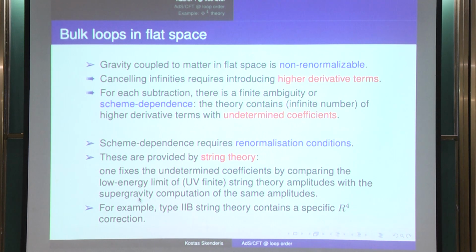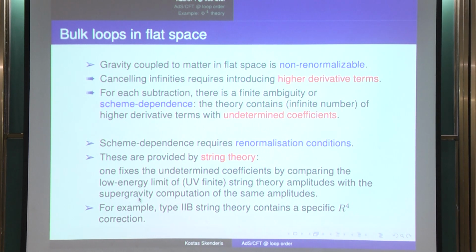Okay, so now gravity coupled to matter in flat space is of course non-renormalizable. That's the main problem with quantizing gravity. And cancelling infinities requires introducing high derivative terms. In principle, you just do what you do in quantum field theory. So you find an infinity, and the infinity would be local, just because you started from a local quantum field theory. So this means there would be a local term you can add to your action to cancel that infinity.